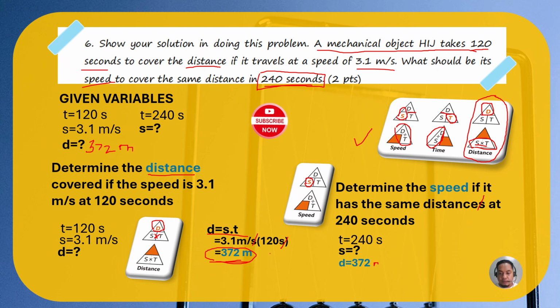We have our formula here to get the speed. It's very common to say speed is distance over time. So we will just divide the same distance, which is 372 meters, by the time. This time, we will have 240 seconds in our second situation. So speed is distance over time. So you will have 372 meters divided by 240 seconds. It will give you the answer of 1.55 meters per second. So that's the answer for this problem.